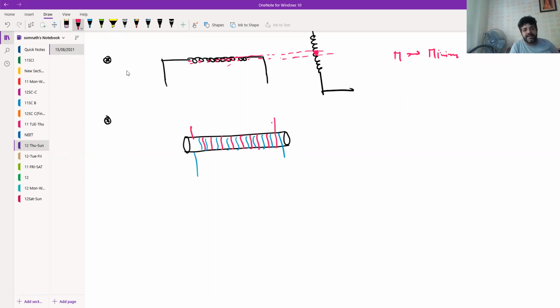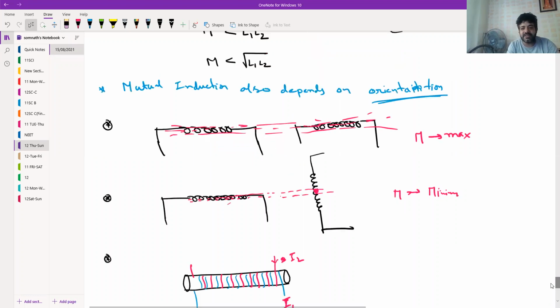This is my primary, secondary say, this is my primary. So I2, I1. In that case, again the mutual induction increases, and this time the mutual induction is more than even the first one, because here there is a chance of some leakage, but here no chance of leakage.